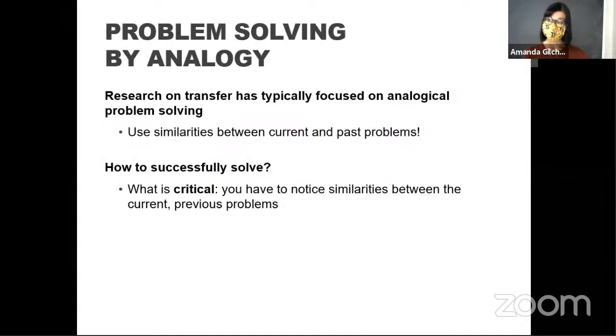So research on transfer has typically focused on this analogical problem solving. You're trying to look for the underlying similarities between the current problem and other problems. Now, how do we successfully solve these? Here, what is absolutely critical is that you have to notice the similarities between the current and the previous problems. It's why I asked you, did you notice that those problems are similar to each other in their structure? If you can't notice that, you're not going to be able to understand the similarities and solve the problem.